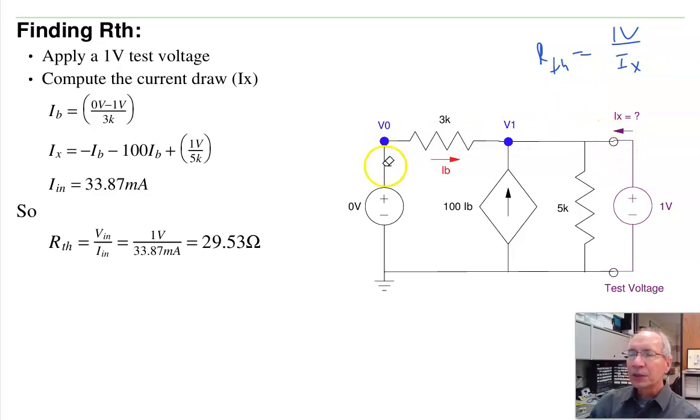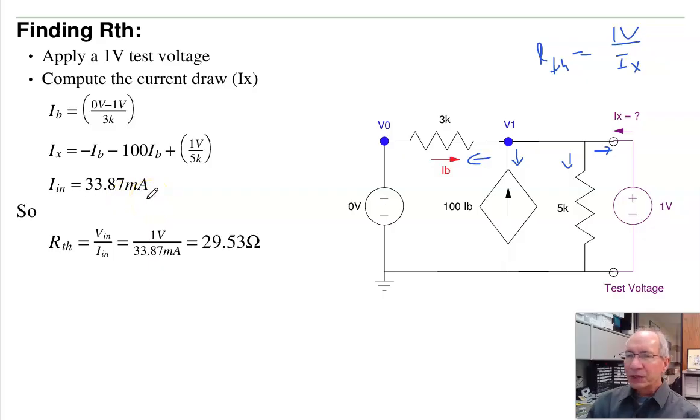I know that V0 is 0. At V1, currents have to balance. So this current is, well, IB is 0 minus V1 over 3K, minus IB minus 100 IB, minus 1 over 5K, minus Ix, or equal to Ix. Current in equals current out. So add all this up, I get 33.87 milliamps.